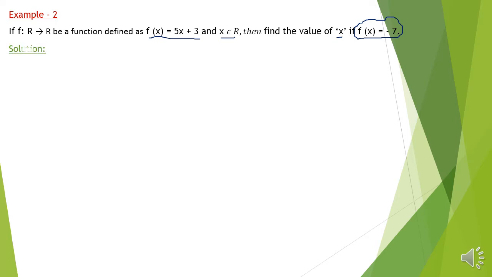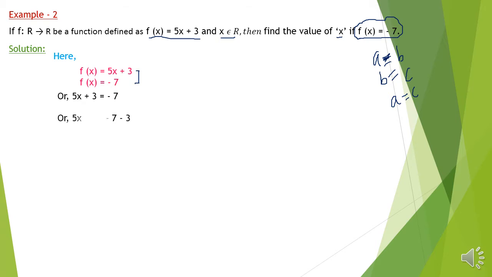So let's start our solution. Here the given function is f(x) = 5x + 3 and f(x) = -7. These two are given, and we can easily see both are f(x). You can understand it this way also: if a = b and b = c, then we can write a = c. So the same goes here also. f(x) = 5x + 3, f(x) = -7. So we can equate both. 5x + 3 = -7, isn't it?